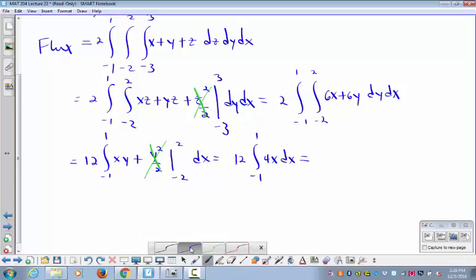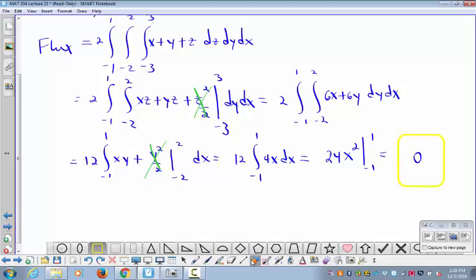So 48 out in front, divide by 2, we get 24x squared from minus 1 to 1. What does that give us? Zero. Whole lot of work for a number with no magnitude. Okay, so that's the easier way. Just like with Stokes' theorem, often it's easier to do the double integral, the surface integral instead of the boundary integral, often.